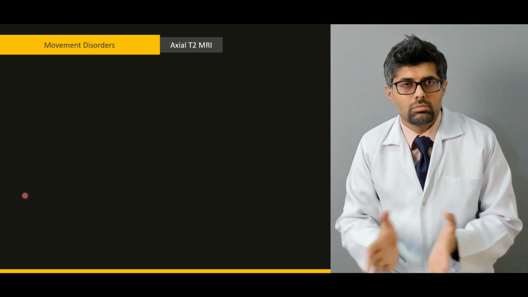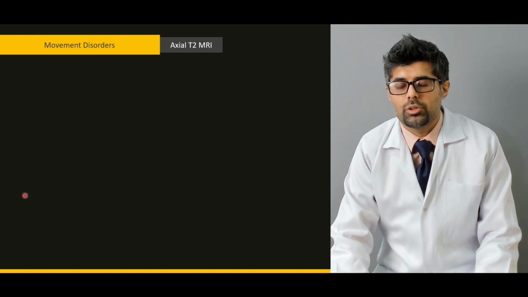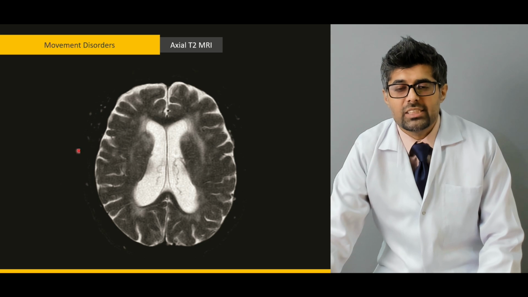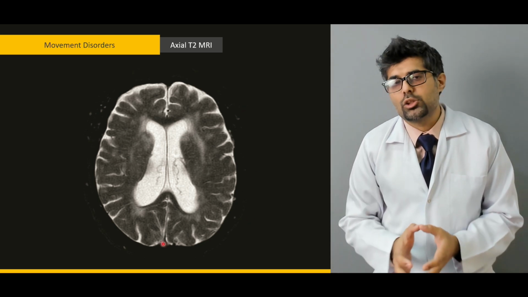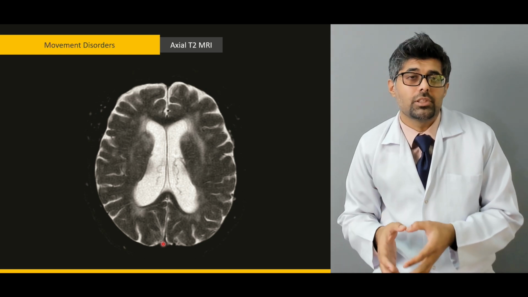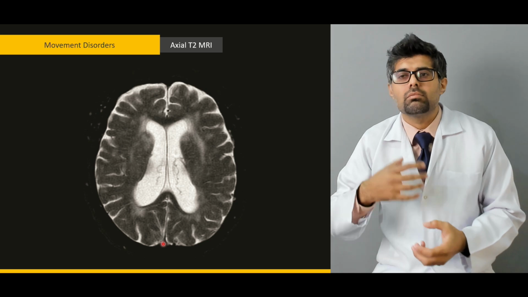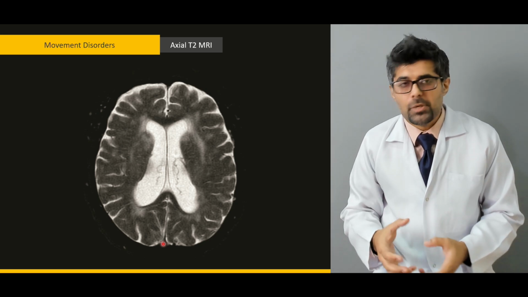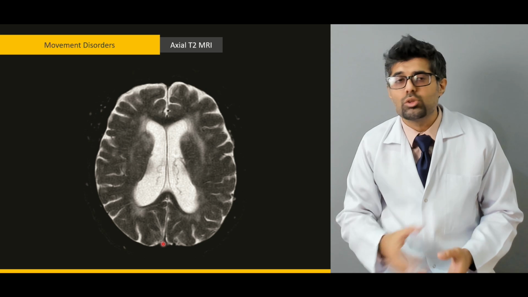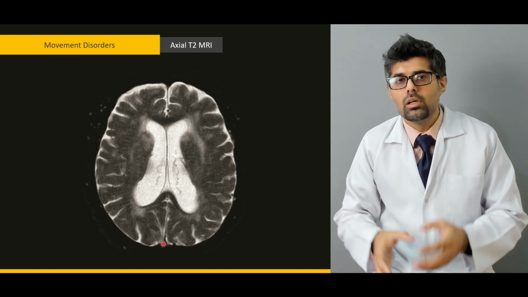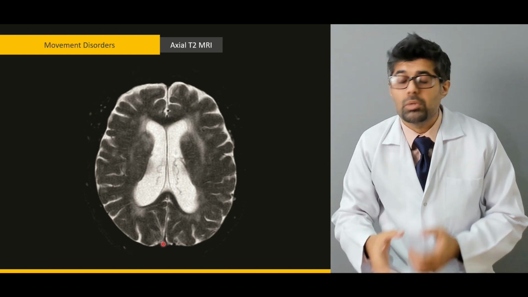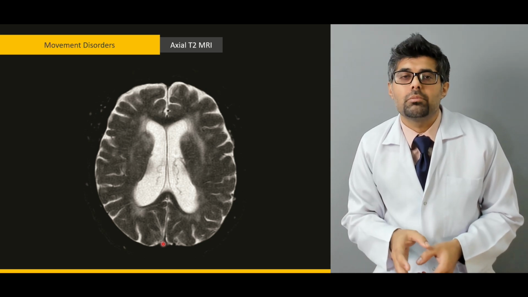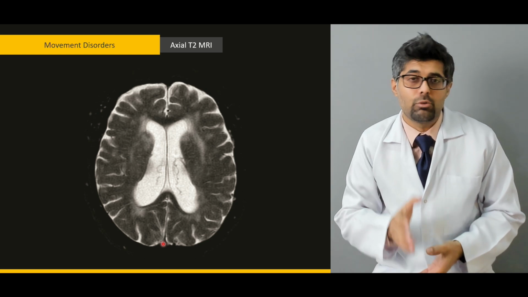Now let's start with some examples of movement disorders. Now this is a very common example of a movement disorder which is called normal pressure hydrocephalus. Hydrocephalus means that the patient is having more CSF than the required amount, but the patient is showing no signs, there is no symptomology. Such a condition where the patient has more CSF but there are no signs and no symptoms is termed NPH or normal pressure hydrocephalus.